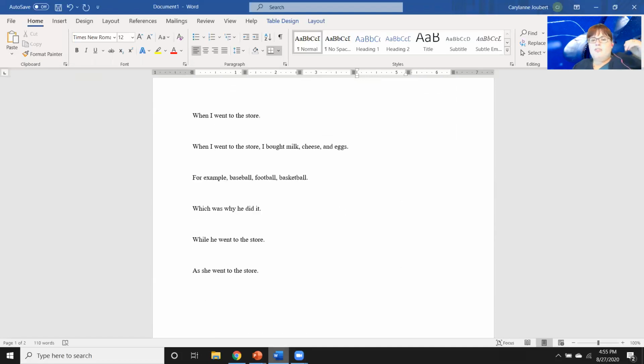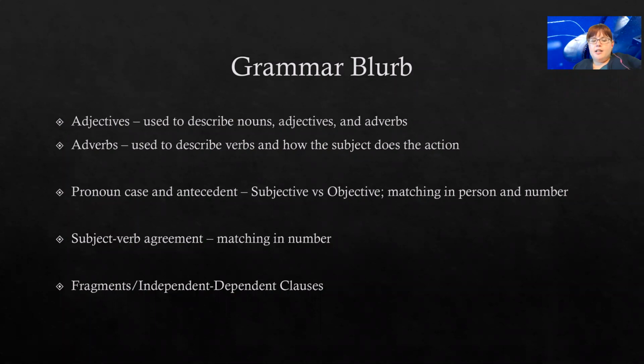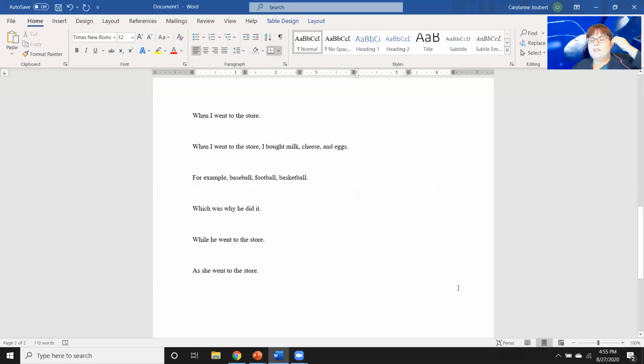Finally, we have fragments and independent and dependent clauses. What that means is that an independent clause can stand by itself and make a complete sentence without you questioning, well, what more is there? So I can say I bought milk, cheese, and eggs, and I understand who the person is, I understand the action, bought, and the objects, what was bought. Everything's pretty much clear in that sentence. I'm not left wondering about other information, other details.